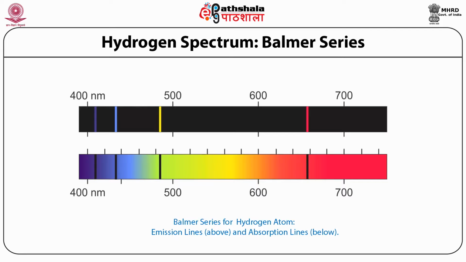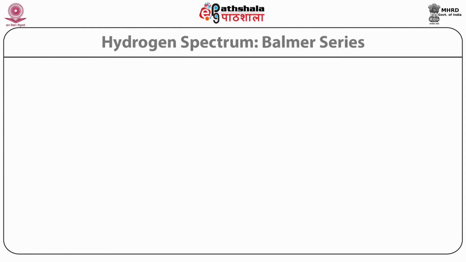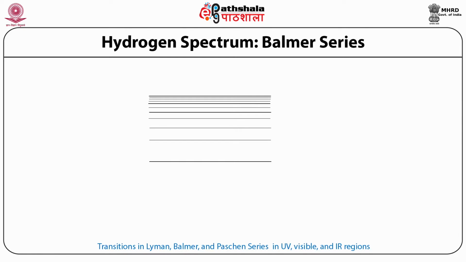That is the picture on the top, and the picture on the bottom shows the corresponding absorption lines which occur in the same region, as I have already told you. So here is a pictorial representation of the transitions which occur in the Balmer series in the visible region, the Lyman series in the UV region, and the Paschen series in the infrared region.